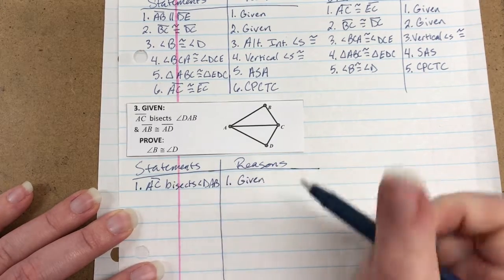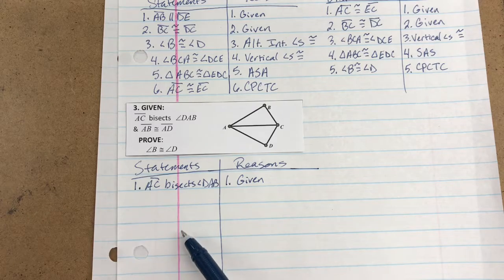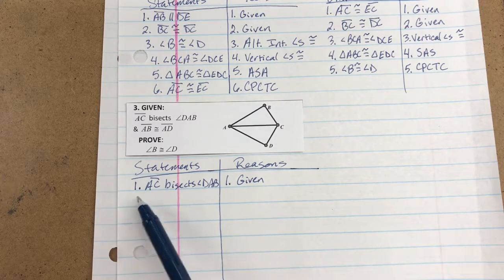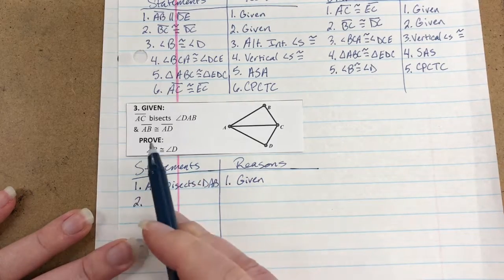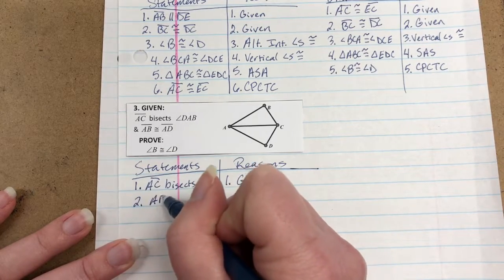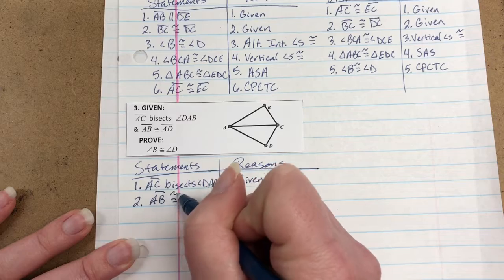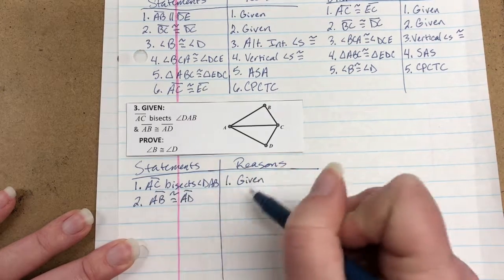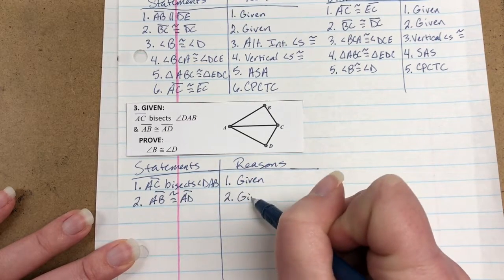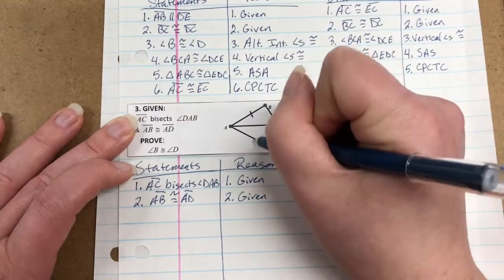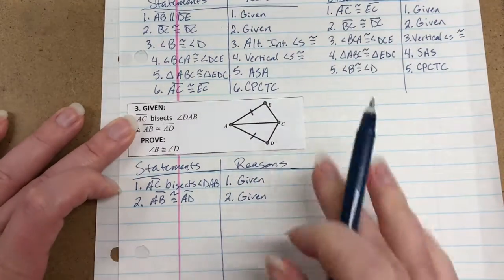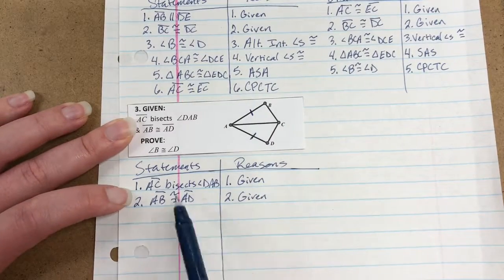All right, well, there's no great way of being able to mark bisect, so I'll come back to that because we got to talk about that. And then we have segment AB is congruent to segment AD, and that is given. So I can go ahead and mark that. So AB is congruent to AD. So let's go back to this bisect.